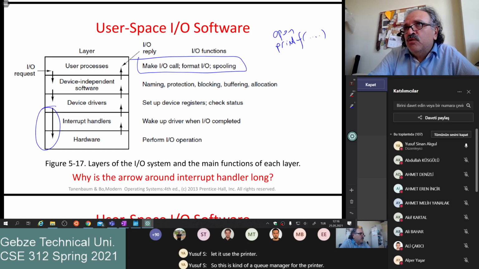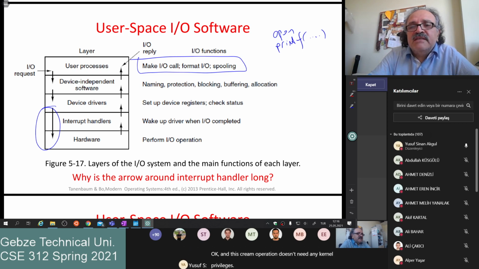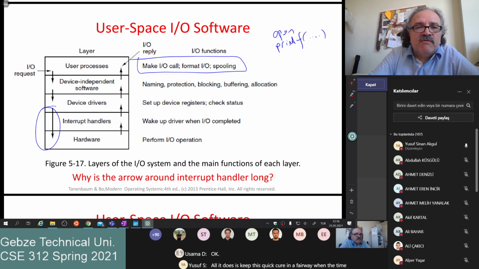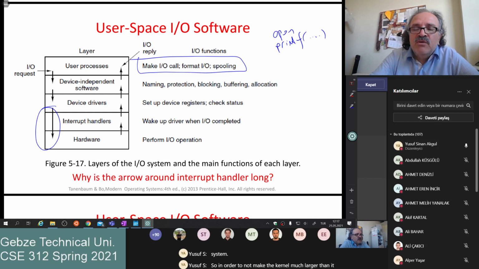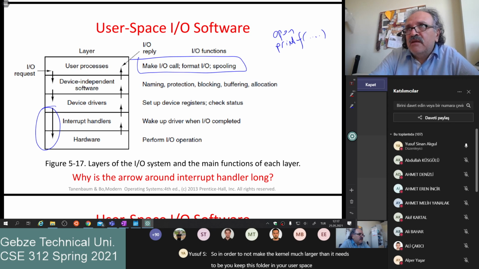Okay, and this queuing operation doesn't need any kernel privileges. All it does is keep this queue in a fair way. When the time comes for a certain file, it makes a system call and says that this file needs to be printed. And only that spooler has the permission to say this to the operating system. So in order to not make the kernel much larger than it needs to be, you keep the spooler in your user space. But definitely the spooler is part of the operating system.